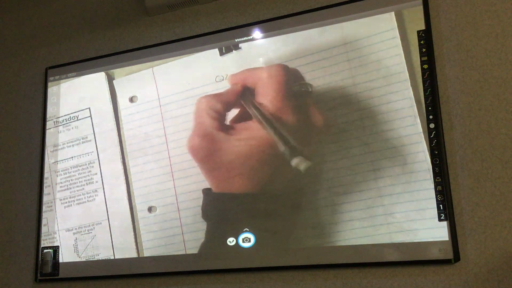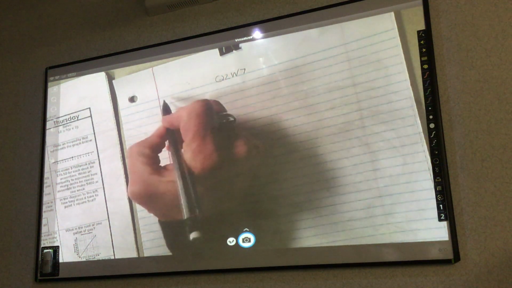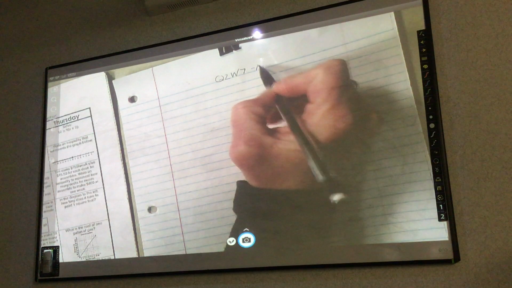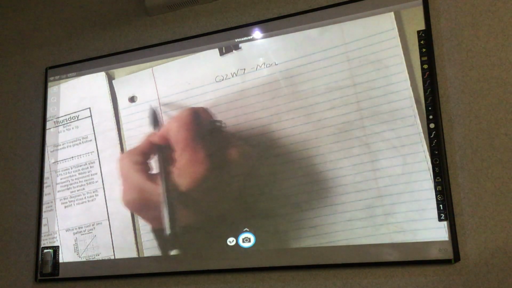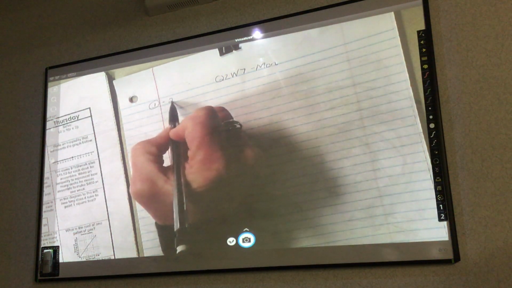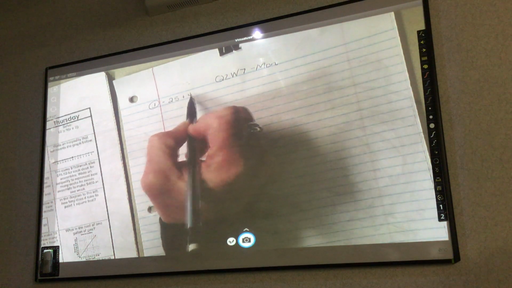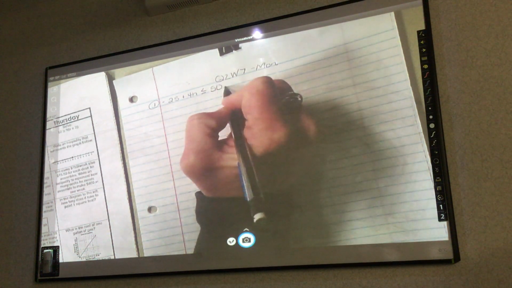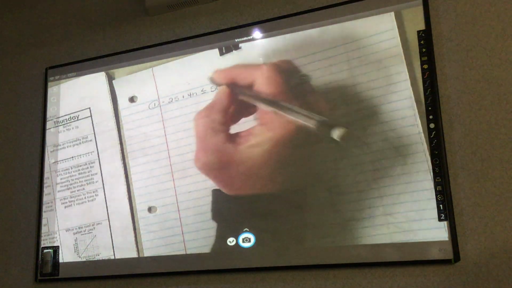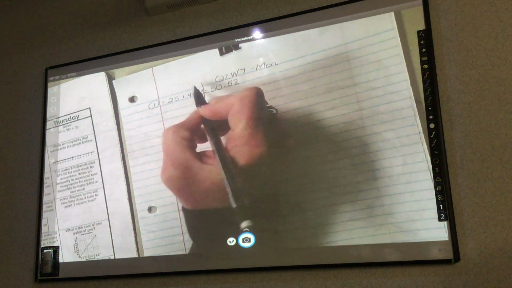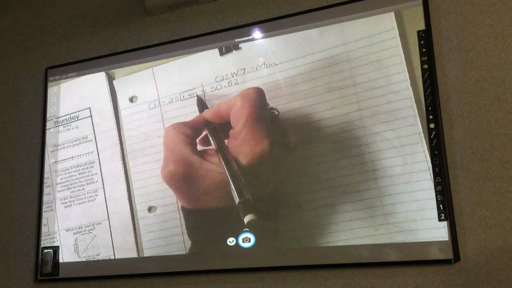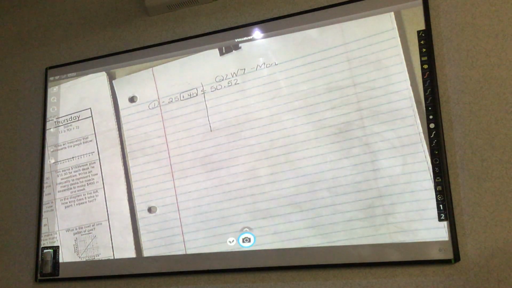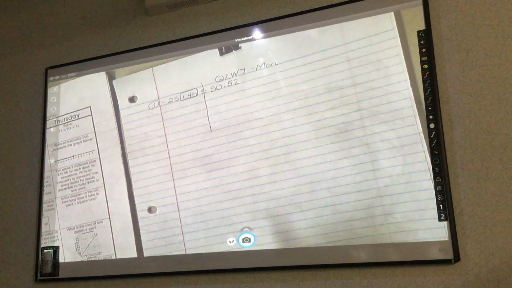Quarter 2, week 7, and today is Monday. And number 1: negative 25 plus 4h is less than or equal to 50 and 52 hundredths. Draw your line, box up your number with the letter. All of this should be able to be done. You guys should not be getting these wrong at this point.